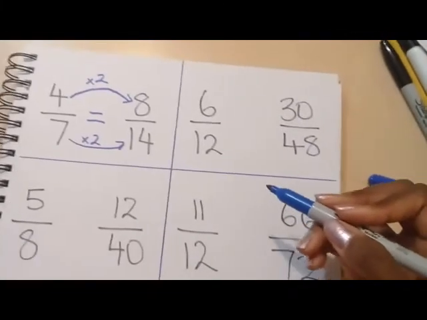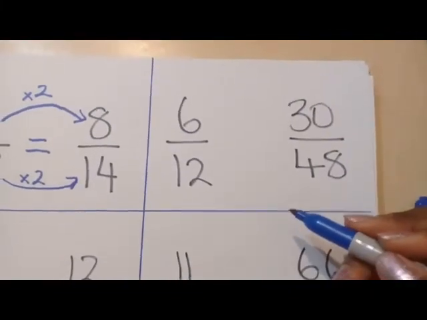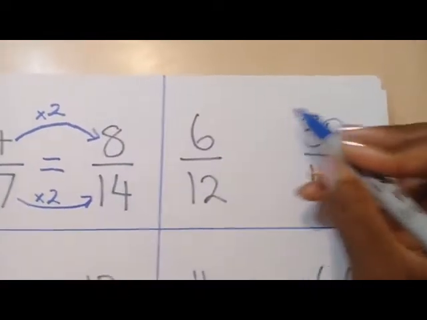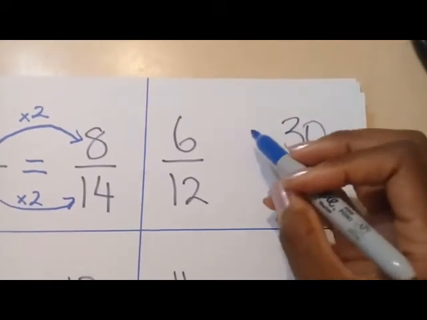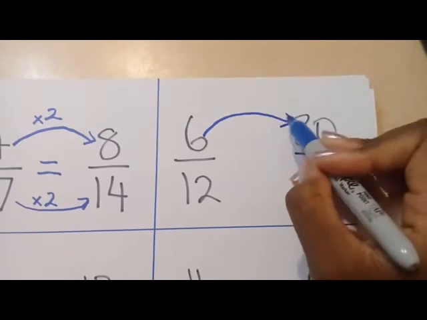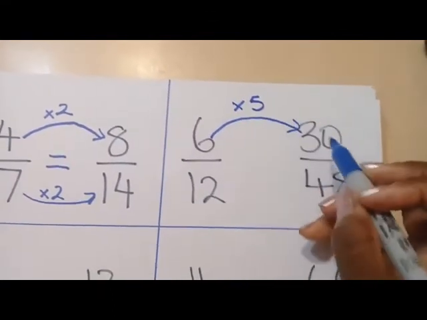Now, what about over here? 6/12 and 30/48. Well, let me see how I can get from the top number, 6, to the other top number, 30, the numerators. To get from 6 to 30, I have to multiply by 5. 6 times 5 equals 30.